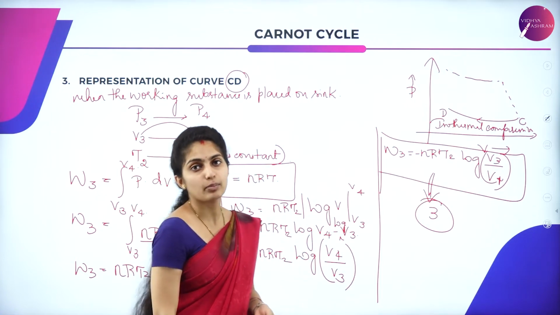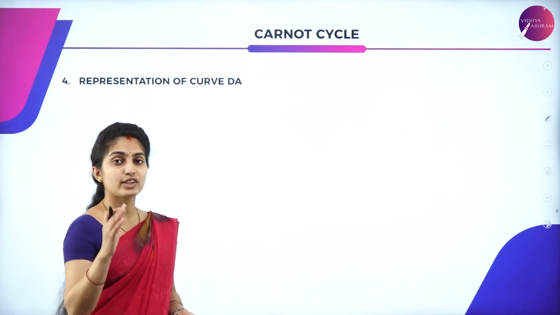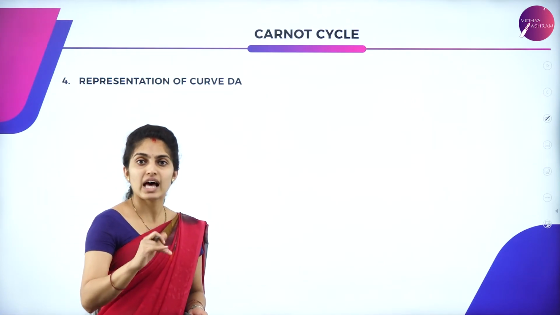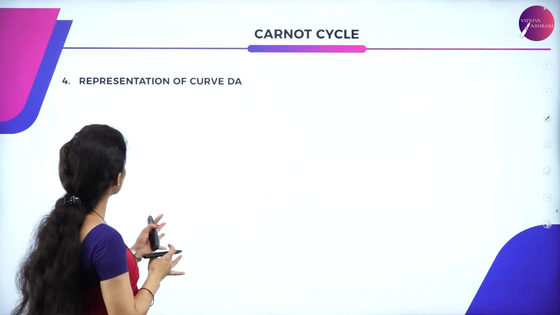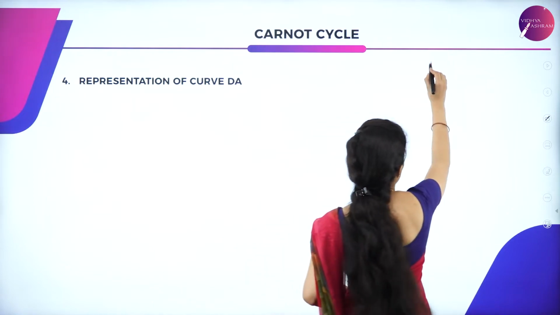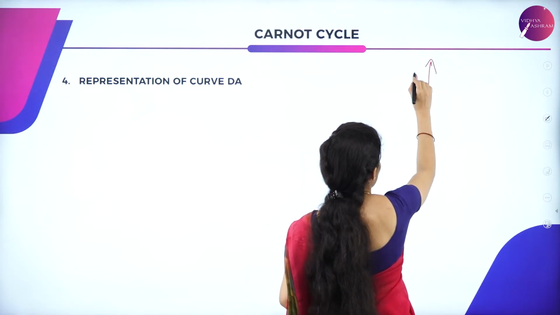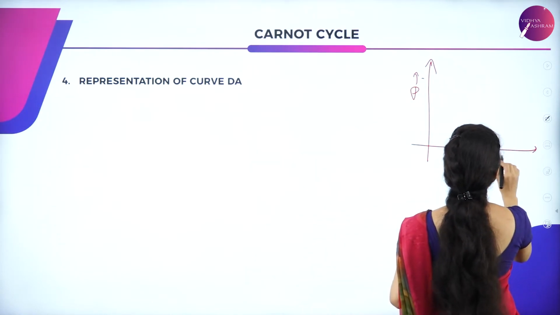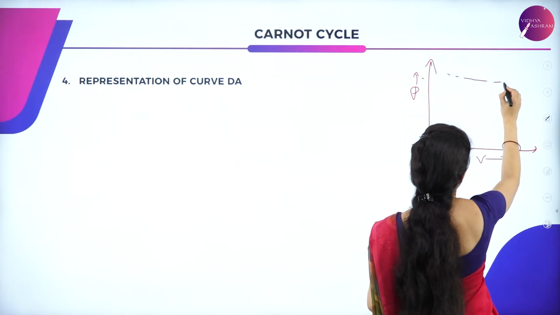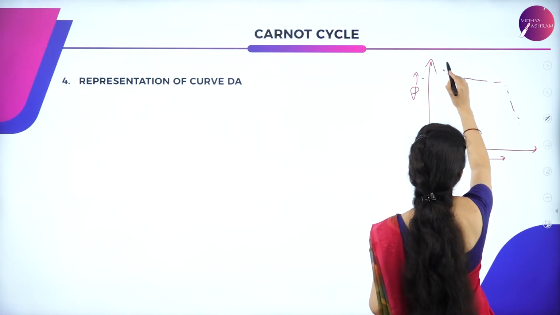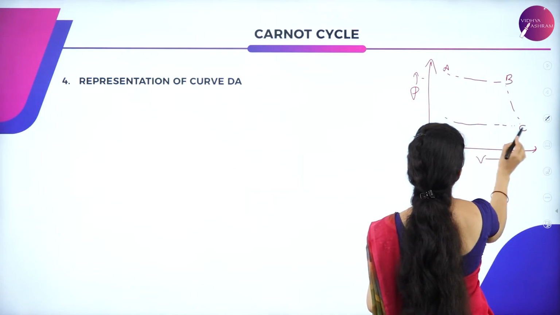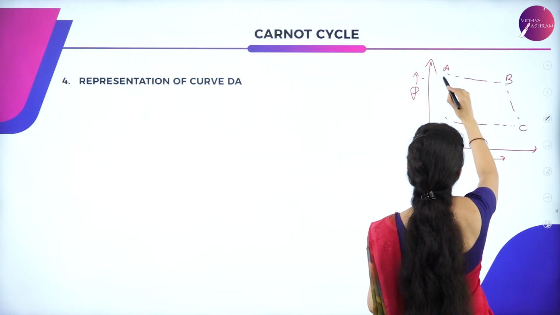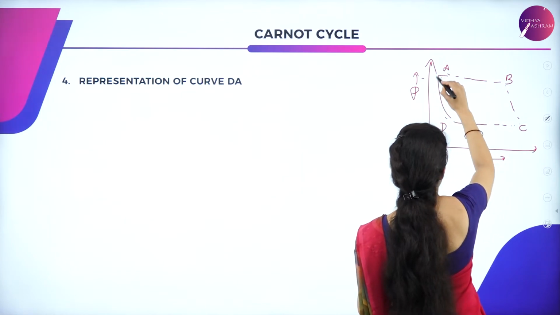Next will be W4, that is the fourth work done. I told you there are 4 steps. So lastly, we are going to the fourth step. So what exactly is in this fourth step? Representation of the curve DA. So we have got pressure and volume here. So this will be A, this is BC, so it is AB, and this is C, and again this will be in dotted lines, so it is known as D, and we have D and A.